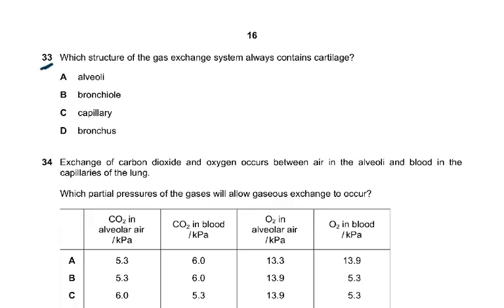Question number 33. Which structure of the gas exchange system always contains cartilage? Trachea always contains cartilage, but there's no trachea here. So the answer is D. The bronchioles will not have, some bronchioles will have, but not all bronchioles will have cartilage.